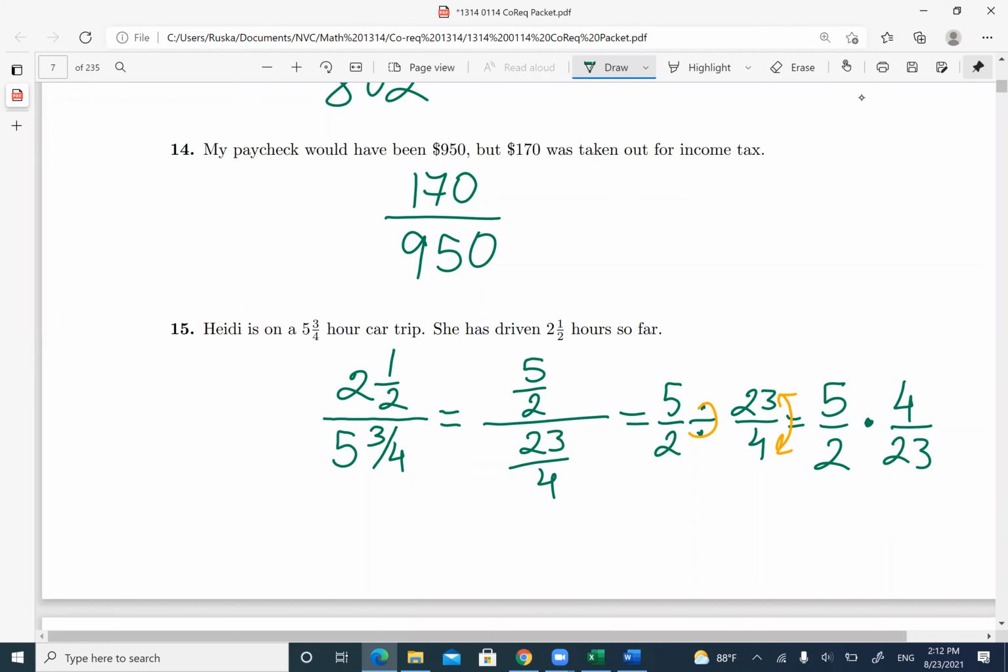Everybody understand that? And here we're going to reduce. So we're going to simplify. Before I multiply straight across, I'm going to reduce 4 and 2. I'm going to divide by 2 up and down. So it's going to be 1 and this will become 2. And then after that, I'm going to multiply. 5 times 2 is going to be 10, and 1 times 23 is 23. So my simplified fraction is going to be 10 over 23.